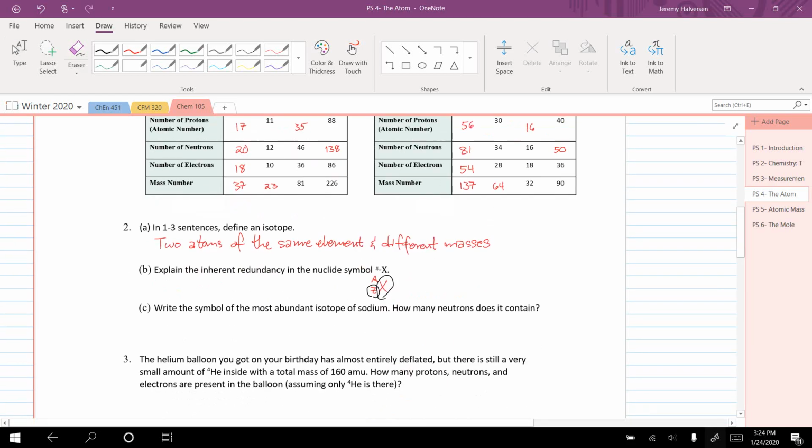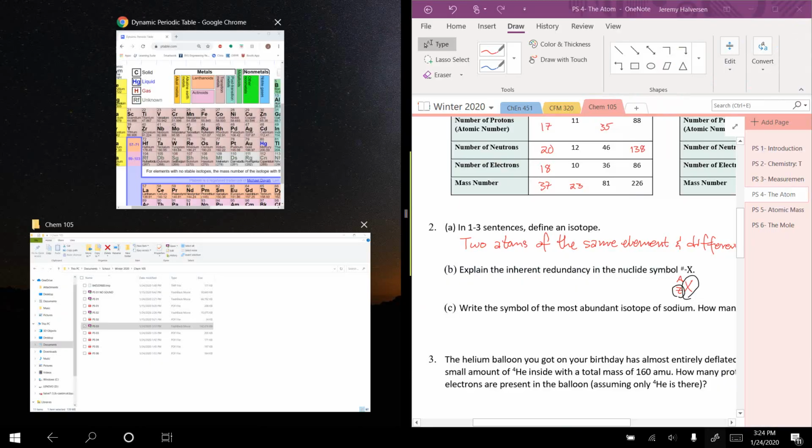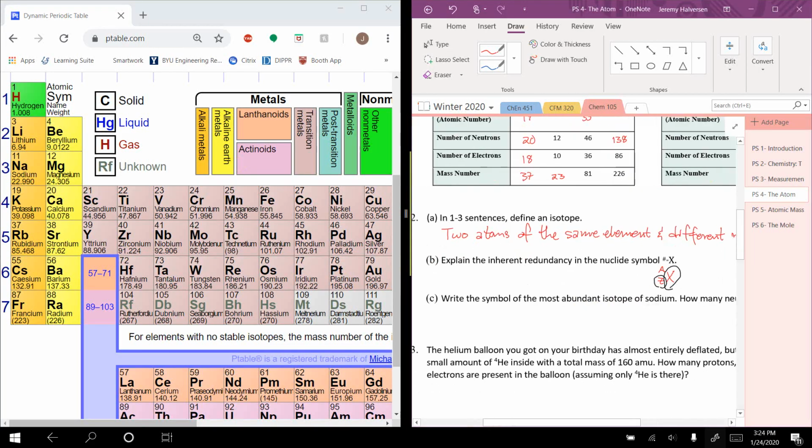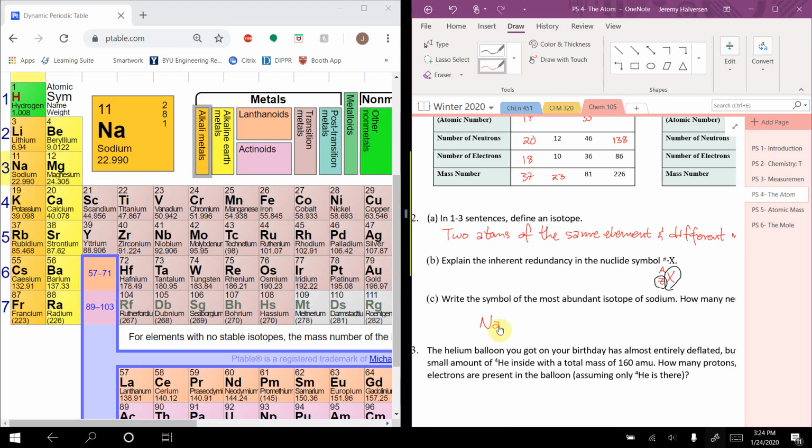So that's redundant. Write the symbol of the most abundant isotope of sodium. How many neutrons does it contain? All right, let's jump back over here. Sodium is Na. How do I know what the most abundant is? Well, if you look on the periodic table here, this gives you the mass of 22.99. That is a weighted average of all the different isotopes of sodium that exist on Earth naturally.